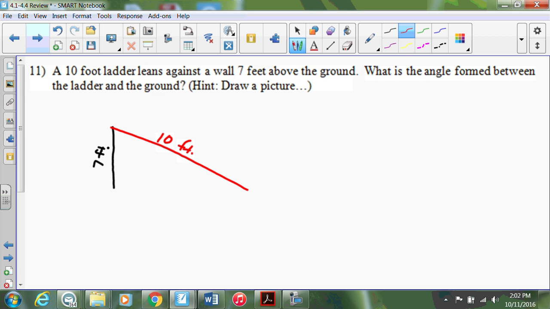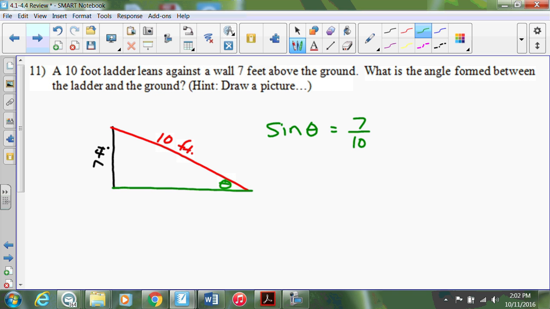And so then, of course, we have the ground. We'll make the ground green. Okay. And it says, what's the angle formed between the ladder and the ground? So we're talking about this angle right here. So we just look at what they've given us. They've shown us what angle we're looking at, and they've given us the opposite and the hypotenuse. So opposite and hypotenuse, that's sine. So sine of theta equals 7 over 10.